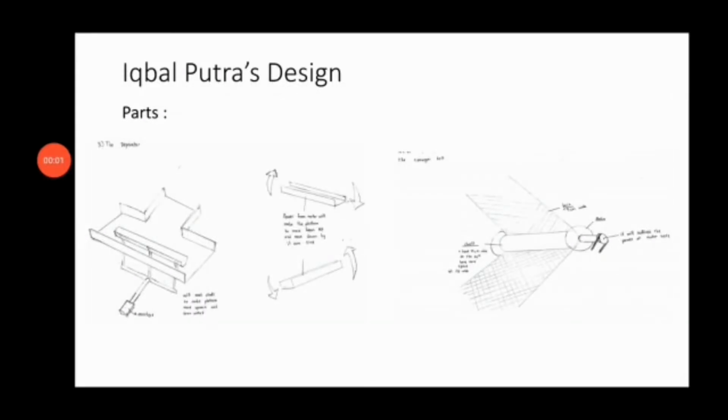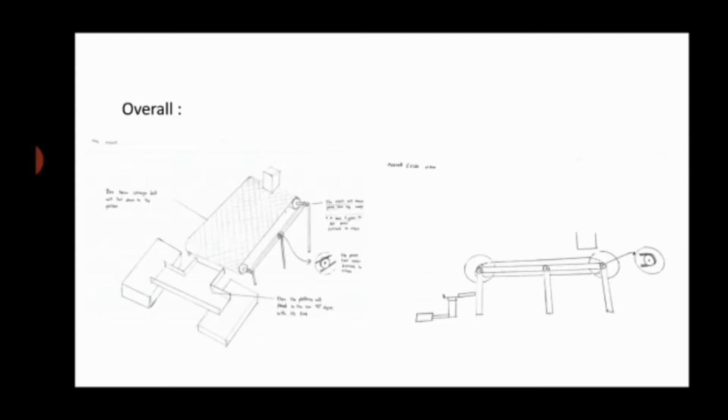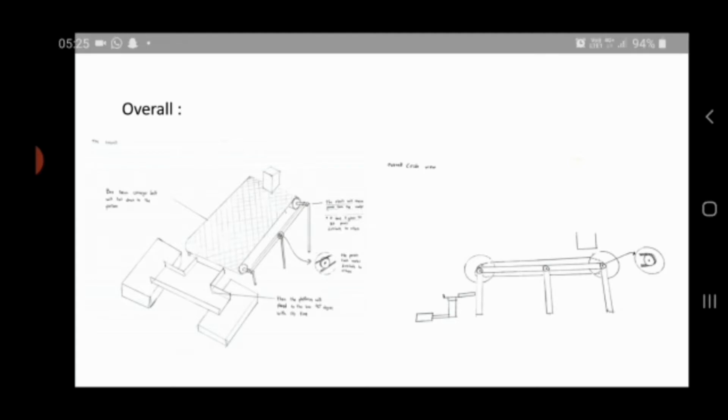As we can see in Iqbal Putra's design, there is a separator with a motor to make it move upward and downward to separate the box 90 degrees, using its own time and turns. It uses the term seesaw. Overall, the box will fall down vertically onto the conveyor belt and move to the separator, which separates them left and right within its time and its turn.